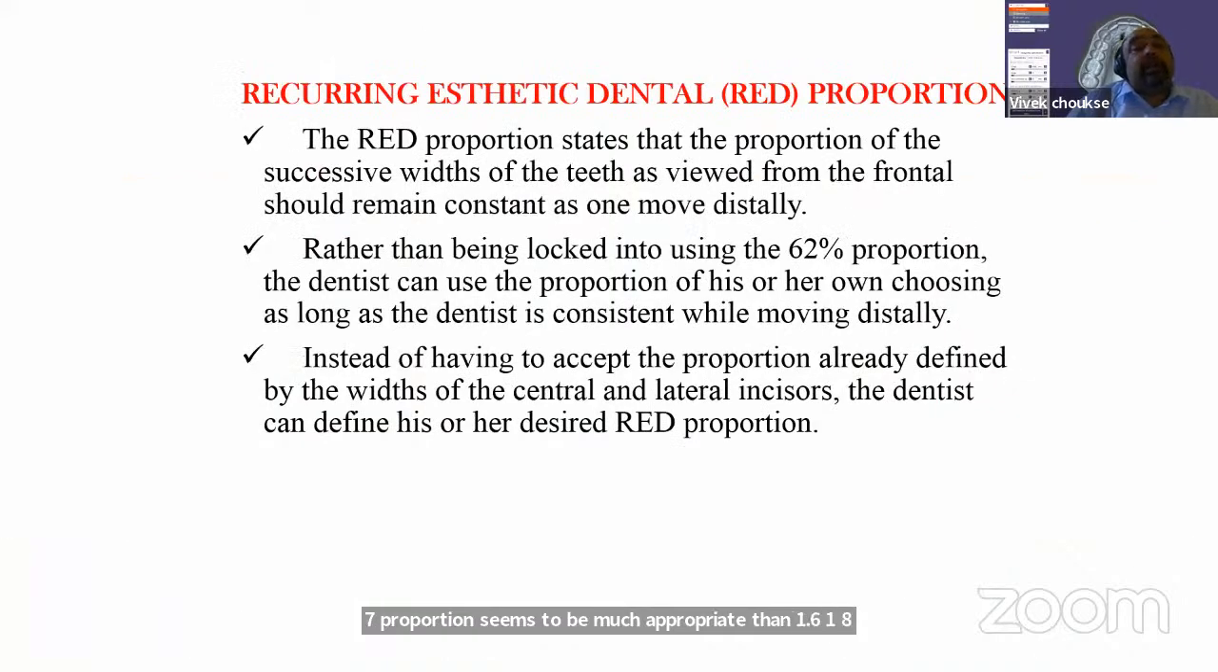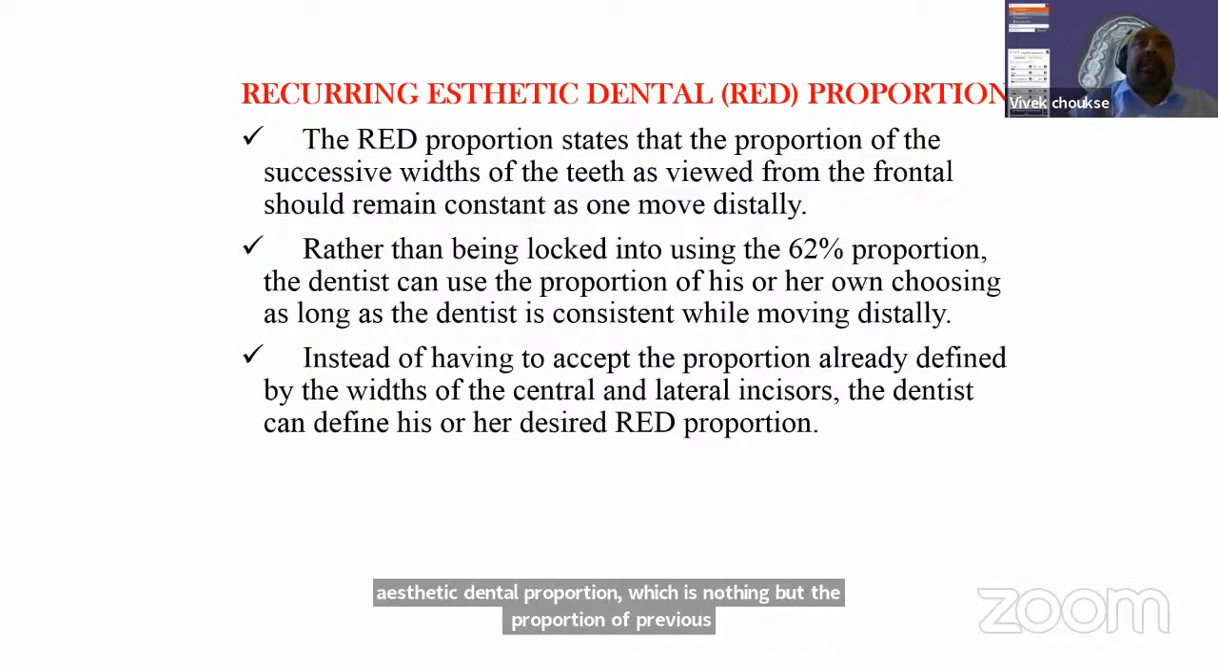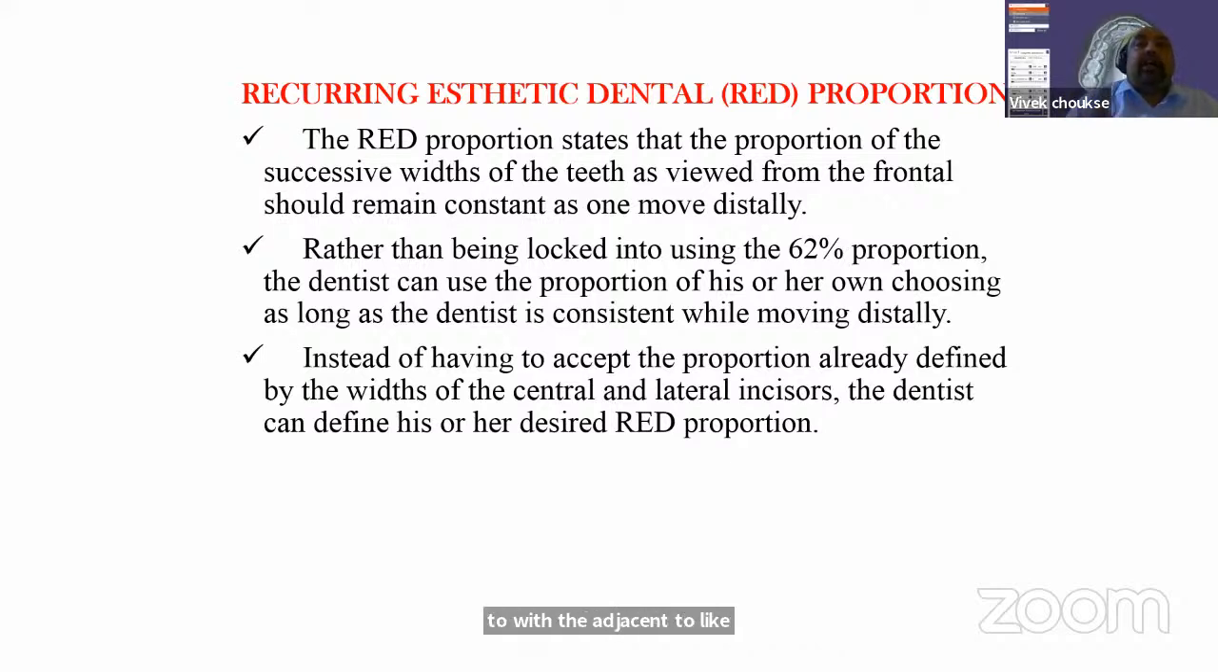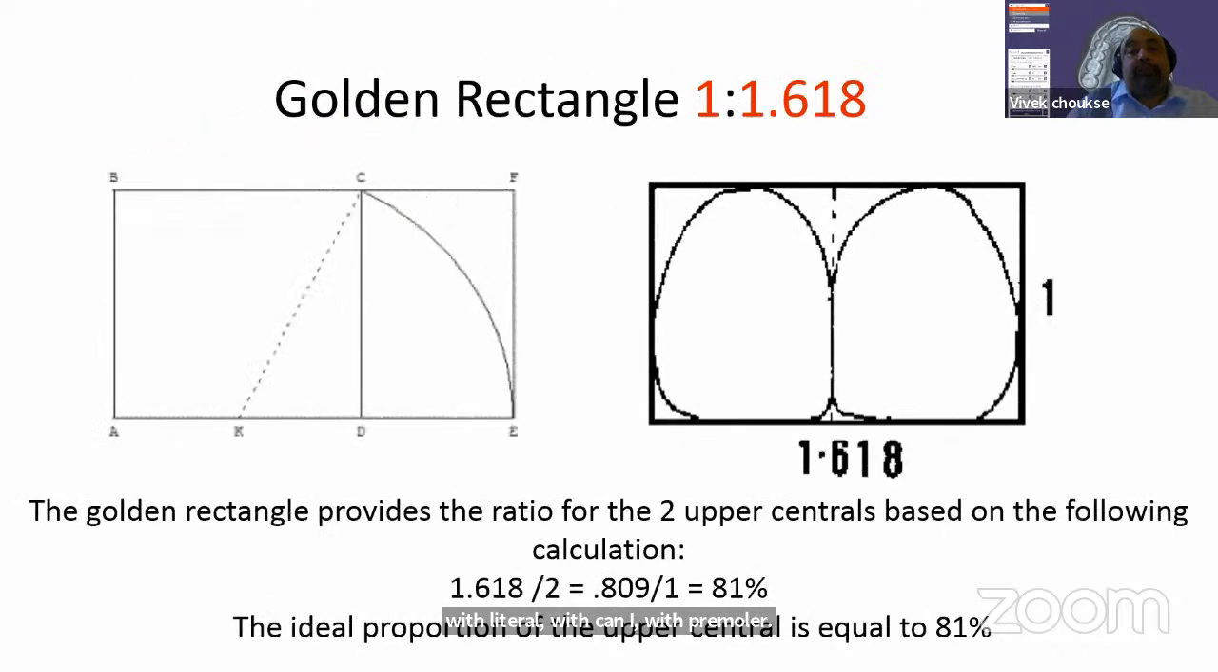Then there was one other proportion which was proposed, the red proportion, that is, recurring aesthetic dental proportion, which is nothing but the proportion of a tooth with the adjacent tooth, like the proportion of central with lateral, lateral with canine, canine with premolar. Such a proportion is known as recurring aesthetic dental proportion.